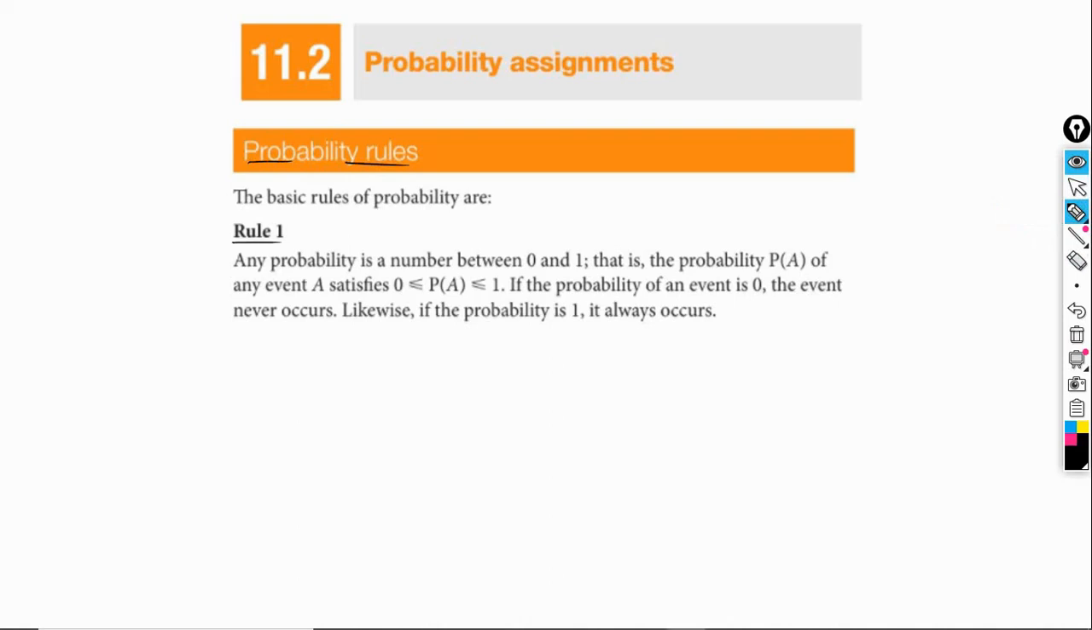Rule 1. Any probability is a number between 0 and 1. That is, the probability of an event A satisfies this inequality. It has to be between 0 and 1, including 0 and 1. If the probability of an event is 0, then the event never occurs. Likewise, if the probability is 1, it always occurs.